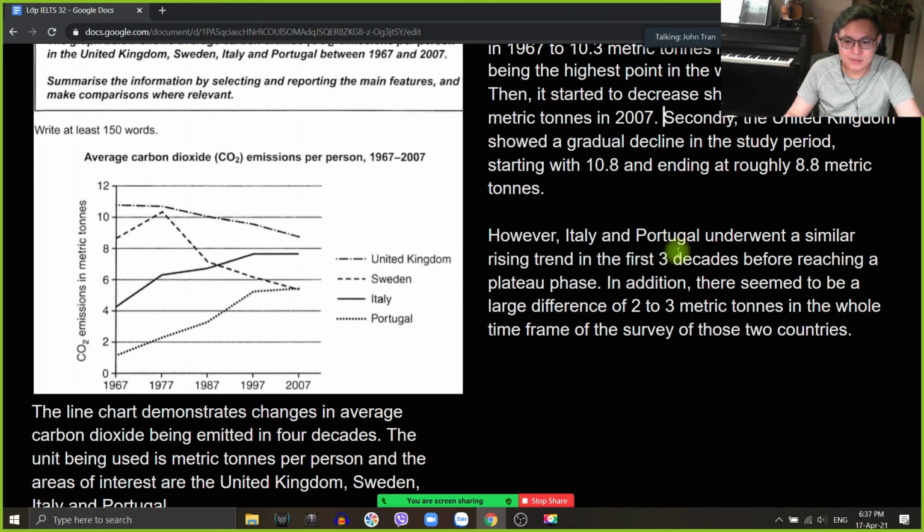However, Italy and Portugal underwent a similar rising trend in the first 3 decades before reaching a plateau phase. In addition, there seemed to be a large difference of 2 to 3 metric tons in the whole time frame of the survey of those two countries.